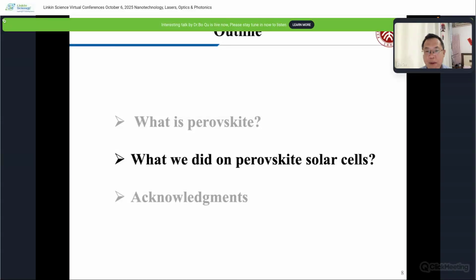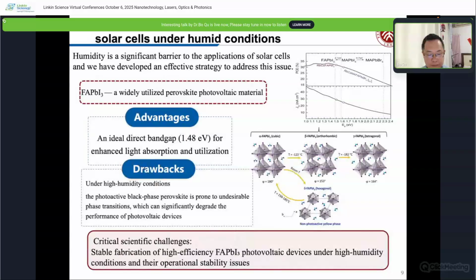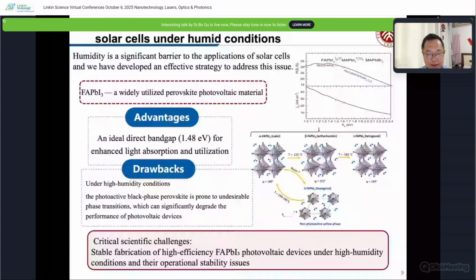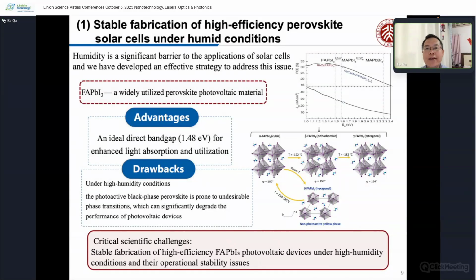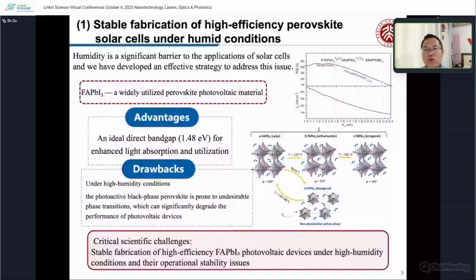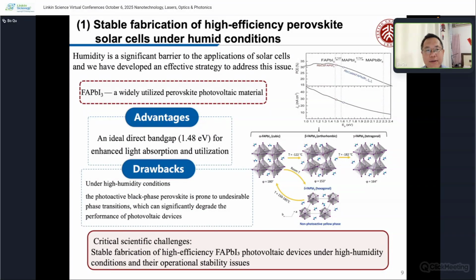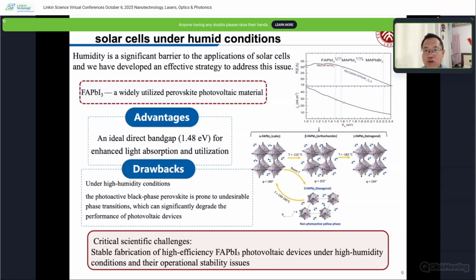Let's move forward to the second part. What we did on perovskite solar cells to overcome some of the challenges I just mentioned. First, I'd like to discuss our work on stable fabrication of high-efficiency perovskite solar cells under humid conditions. Humidity is a significant barrier to the applications of solar cells, and we have developed an effective strategy to address this issue.